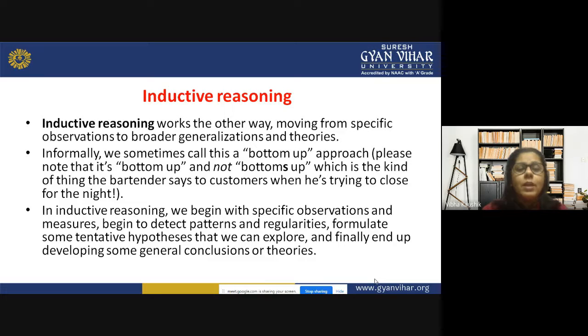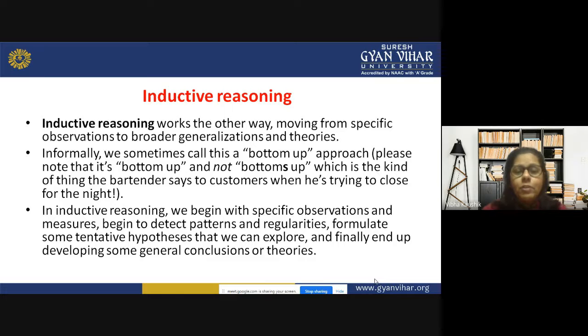Please note that it's bottom up and not bottoms up, which is the kind of thing the waitress says to a customer when he is trying to close for the night.